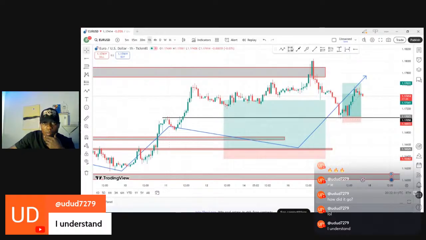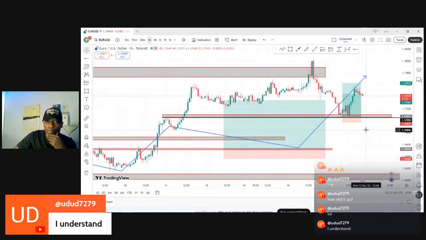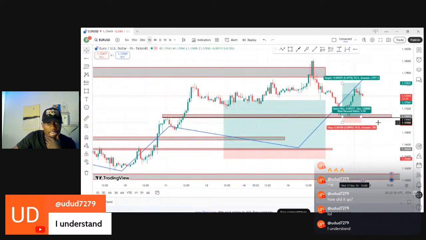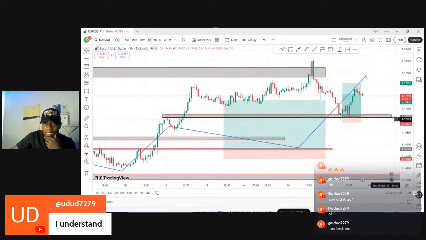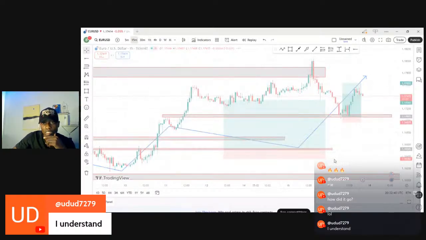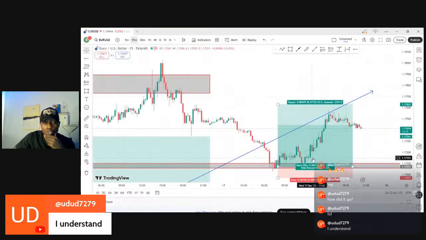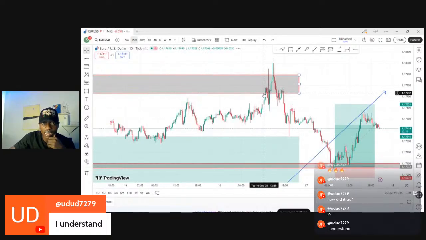Let me mark it out now so that you guys will see. Immediately I saw that the market was on this particular support level, I took a trade. But let me tell you guys, I don't take my trade just because the market is on the support level. I need to show you guys what I see before I take that particular trade.